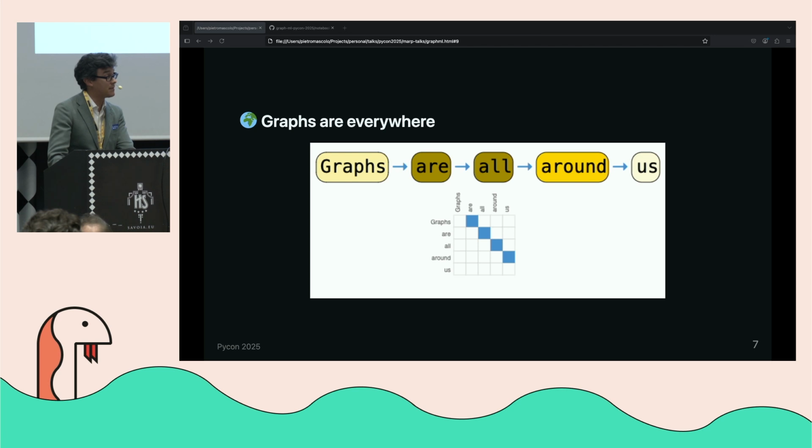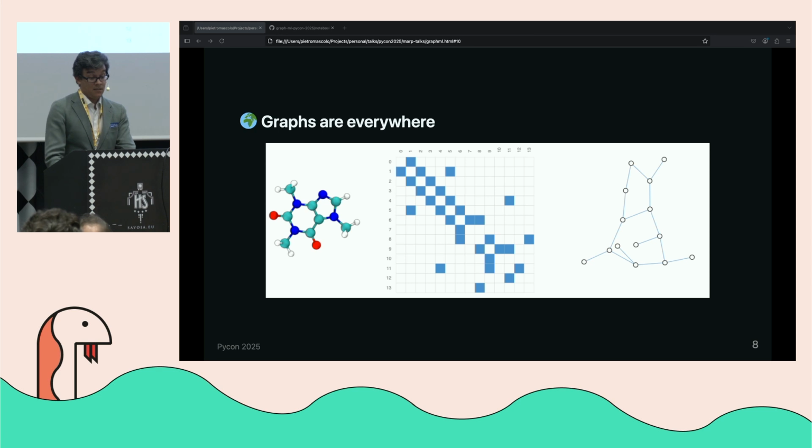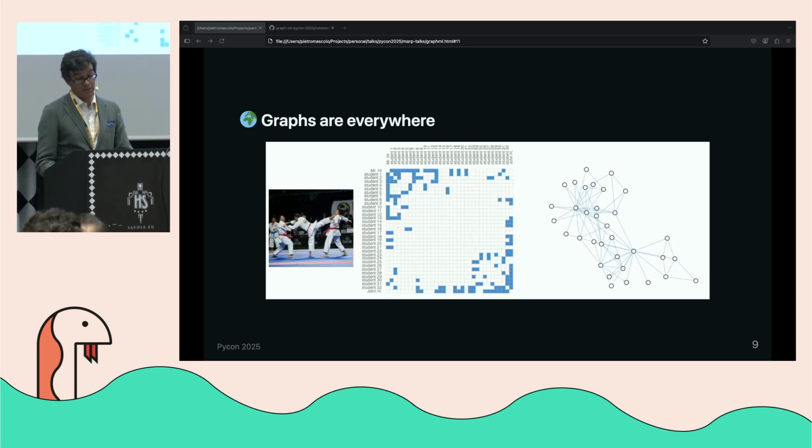Text could be looked at as graphs, where you have a direct connection between each subsequent word. As I mentioned, proteins or molecular structures could be looked at as graphs, and there's actually lots of work that we're not going to be touching upon too closely, but it's quite interesting in terms of protein discovery or, for example, predicting the toxicity of a compound. And then, of course, social networks and how people interact with each other.